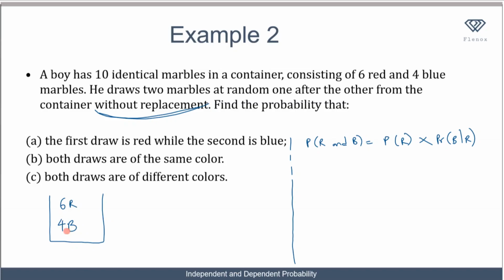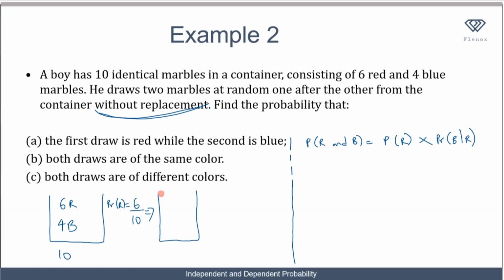So now altogether I have 10 balls here. At the initial stage, what is the probability of picking a red ball? I can see that the probability of picking a red ball is just 6 over my total number. So my probability of picking a red will just be equal to 6 over 10.